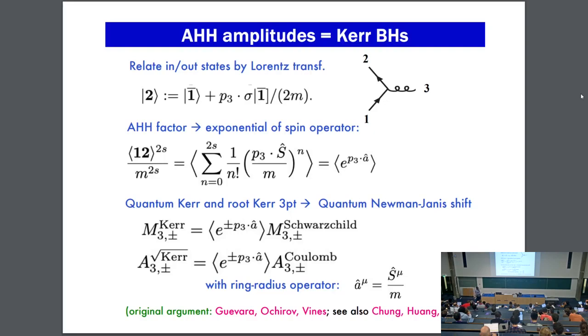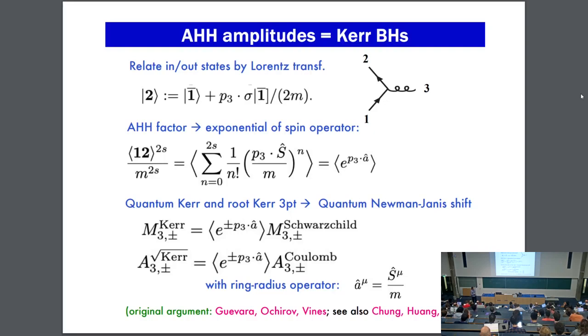It turns out that the prefactor, which I didn't write here, is the 3-point Schwarzschild amplitude as far as we know. It matches all the GR calculations, so that's just the same as a minimally coupled scalar. And to get the Kerr, all you need to do is add this exponentiated factor, and this is also related to the Newman-Janis shift, except here I have not yet taken a classical limit.